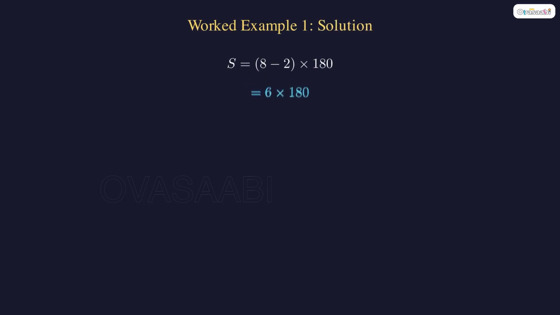Eight minus 2 gives 6. 6 times 180 equals 1080 degrees. That is the sum of all interior angles in an octagon.